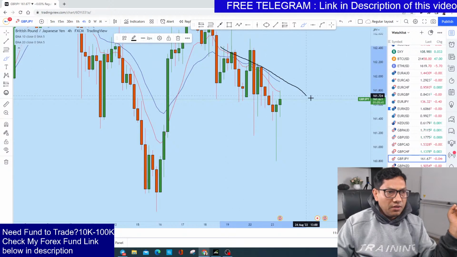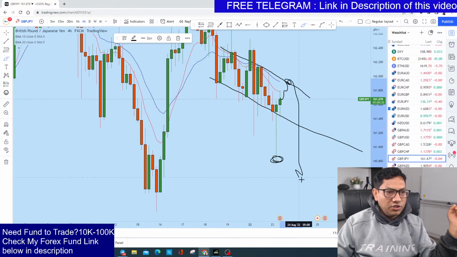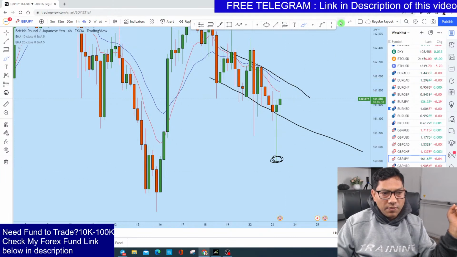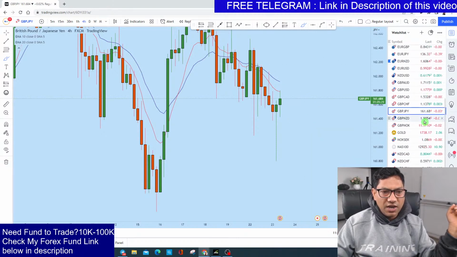This is the channel that the price was moving. There is a breakdown to the channel and has gone up. So after retracement, I think that GBPJPY could come down again, but it's not that much clean price action that I like to trade.